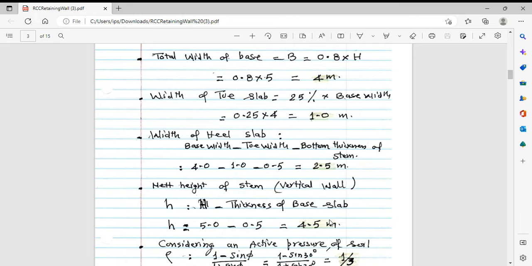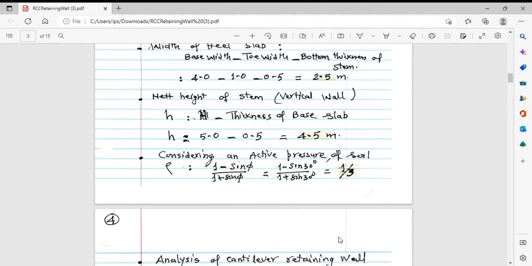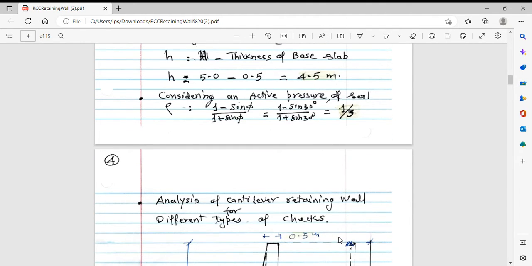Now the height of the stem is nothing but the total height minus the thickness of the base slab, which comes out to be 4.5 meters. We have to see the active pressure and not the passive pressure at all. So considering active pressure taken as (1 minus sine phi) upon (1 plus sine phi), phi is the angle of repose. Substituting the value of sine at 30 degrees, we get the constant as 1 by 3 or 0.33.